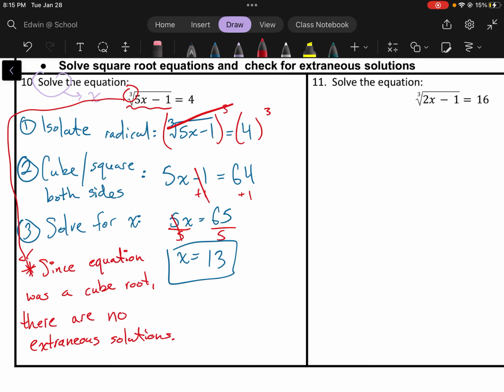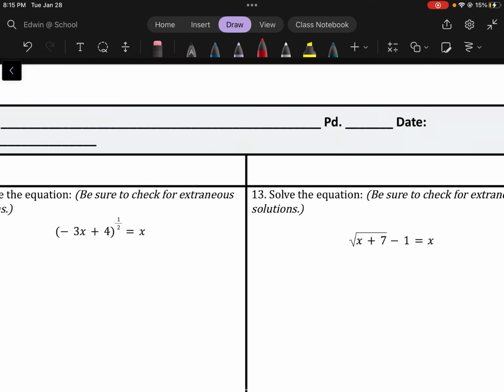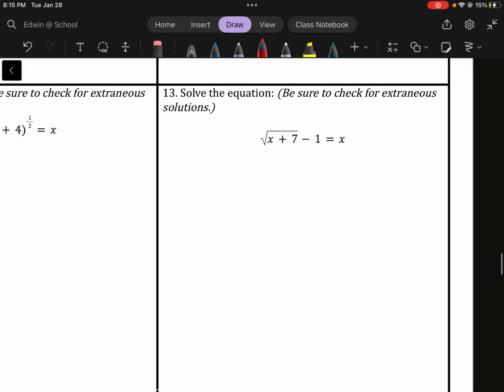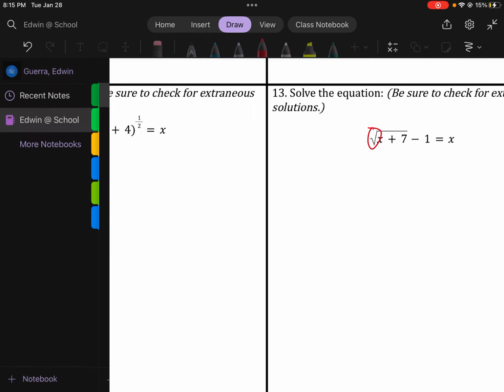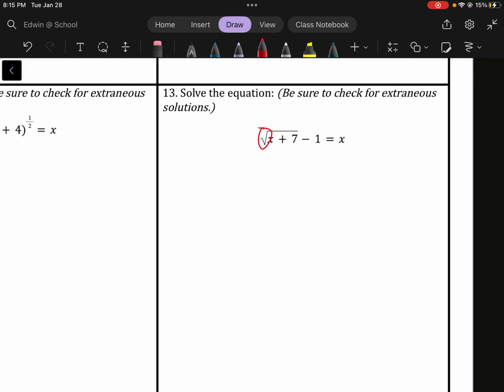Now, when it does matter is when we have a square root. And we're going to look at example 13 for this. So here we have a square root. There's no 3 right there. So we know for sure we're going to have to check for extraneous solutions. Now we're going to follow the same steps. Step number 1 is to isolate. So here we have this square root. The way to get it by itself is to add 1 on both sides. And that cancels out the negative 1, which we don't want on the same side.